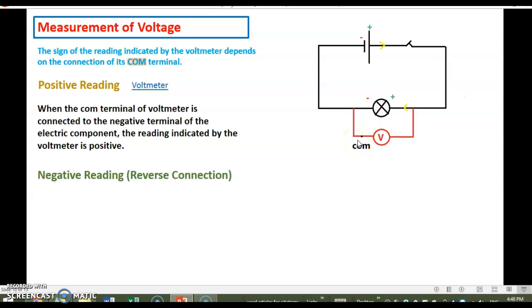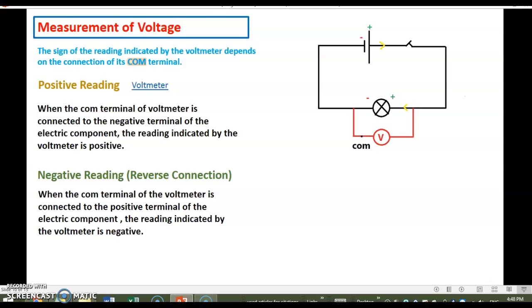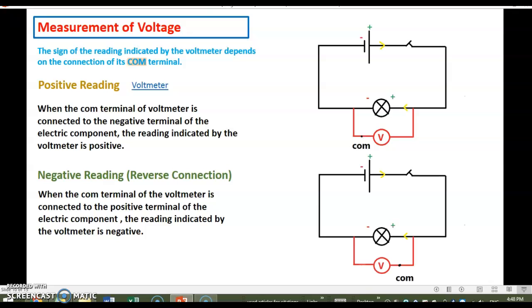Now concerning the negative reading, here we have to do a reverse connection, but of course keeping it connected in parallel. So when the COM terminal of the voltmeter is connected to the positive terminal of the electric component, the reading indicated by the voltmeter is negative. So as you can see here, we have two terminals connected to two terminals of the lamp, but now the COM is connected to the positive terminal of the lamp. So we have negative connected to positive. That's why we obtain a negative reading.